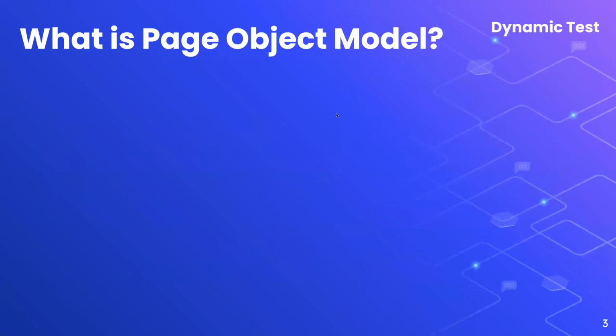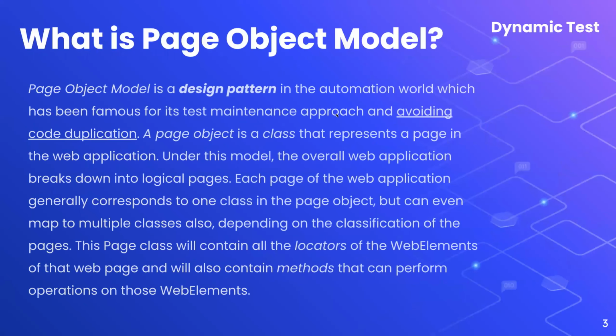So what is page object model? Page object model is a design pattern in the automation world which has been famous for its test maintenance approach and avoiding code duplications. Very important. A page object is a class that represents a page in the web application. Under this model, the overall web application breaks down into logical pages.